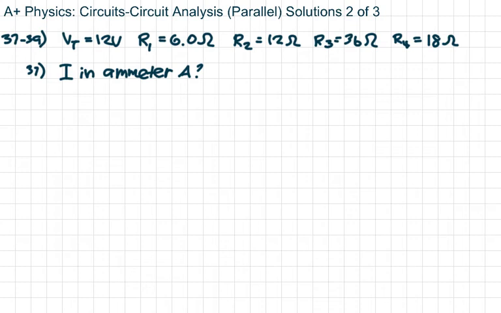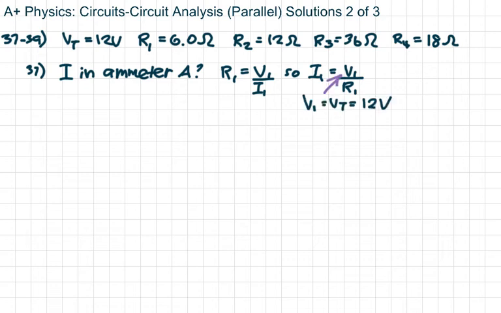I can see that ammeter A is not across, but next to the 6 ohm resistor. And I can get the current easily using Ohm's law. Since R equals V over I, then I equals V over R. And I have the R, but I don't have the V. But this is a parallel circuit, so I do have the V, it's the same as the total. Stick that 12 volts in for V1. So there are 2 amps in that branch right there, and so that would be choice 2.